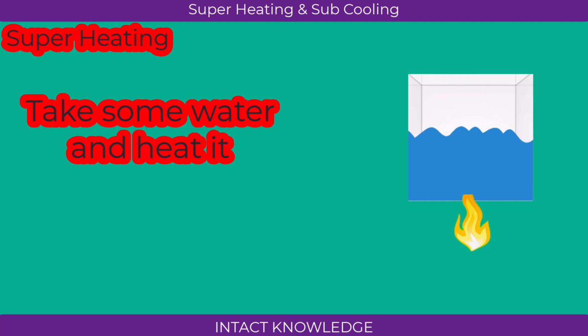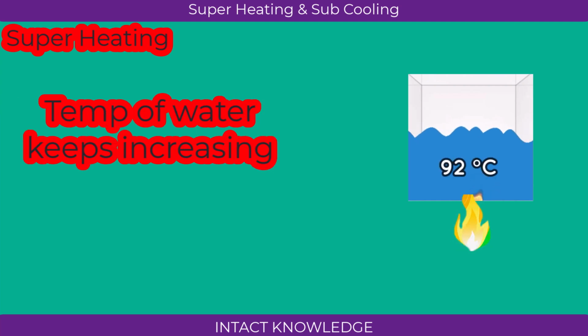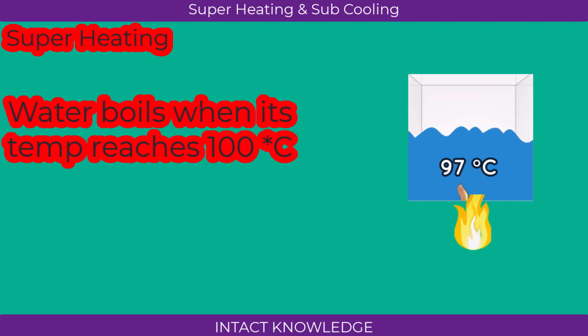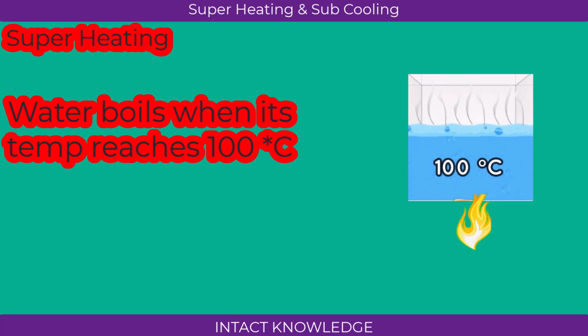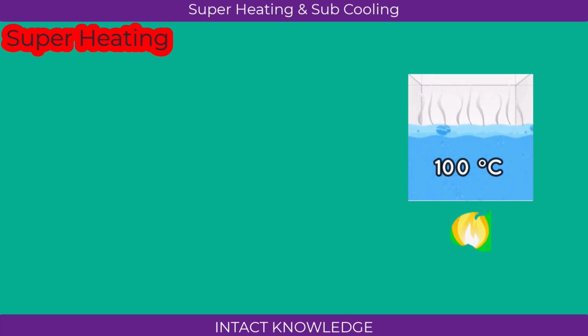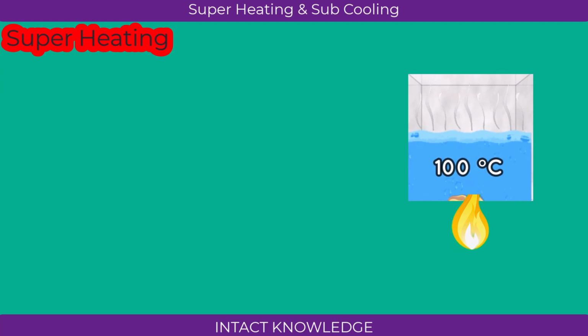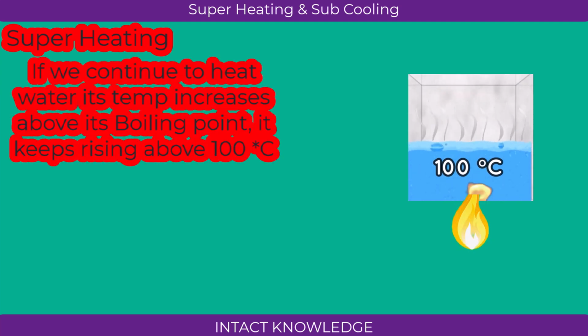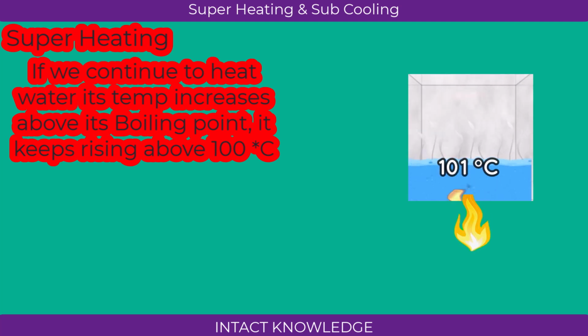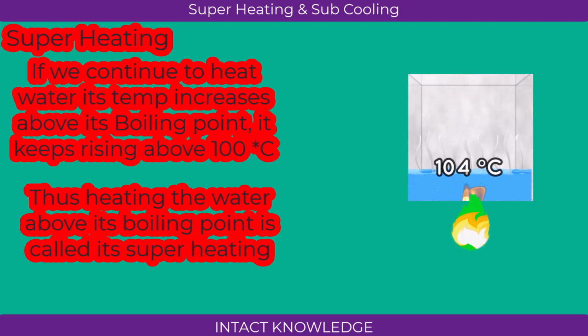Let's take some water. When this water is heated, the temperature of the water keeps increasing. Water begins to boil when its temperature reaches 100 degrees Celsius, because the boiling point of water is 100 degrees Celsius. After water starts boiling, it changes from liquid to vapor. If we continue to heat the water, even after it starts boiling, the temperature of the water will go above 100 degrees Celsius. Thus, heating of water above its boiling point is the superheat.